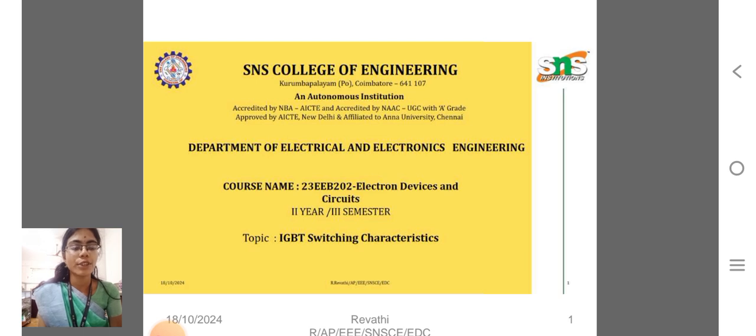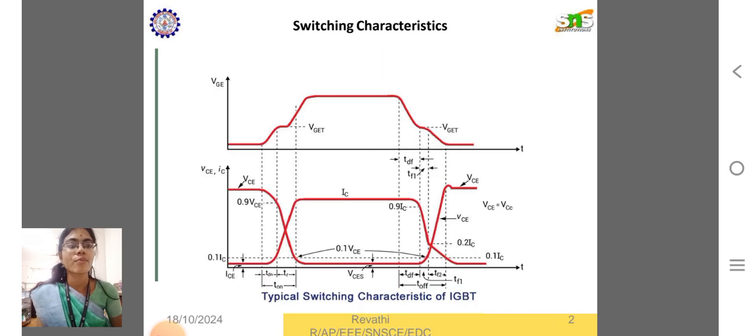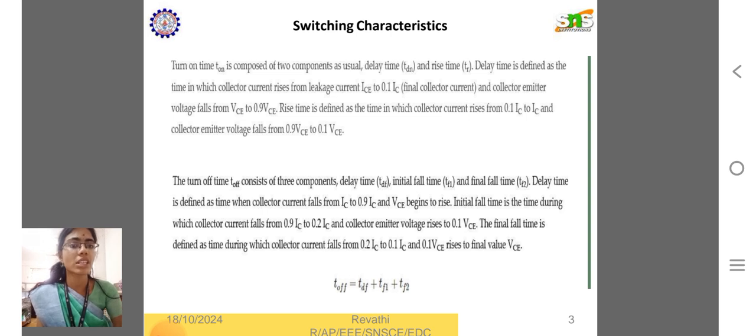In this lecture series video of electron devices and circuits, today's topic is IGBT switching characteristics. The typical switching characteristics of IGBT are explained in the diagram, where the VGE and VGE offset are explained in the graphical wave format. The turn on time, T on, is composed of two components as usual: delay time and the rise time.